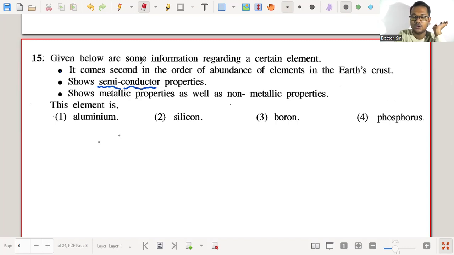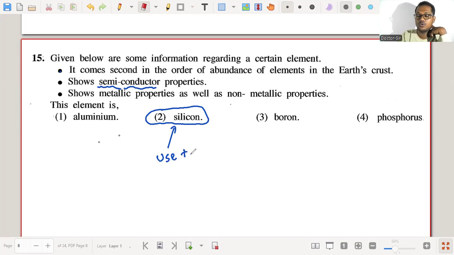Okay, right. So this is going to be the answer, though germanium is not there. So definitely the answer should be silicon. Why? Silicon has the semiconductor property. So silicon is used to make diodes, and other circuit parts because of the semiconductor properties.